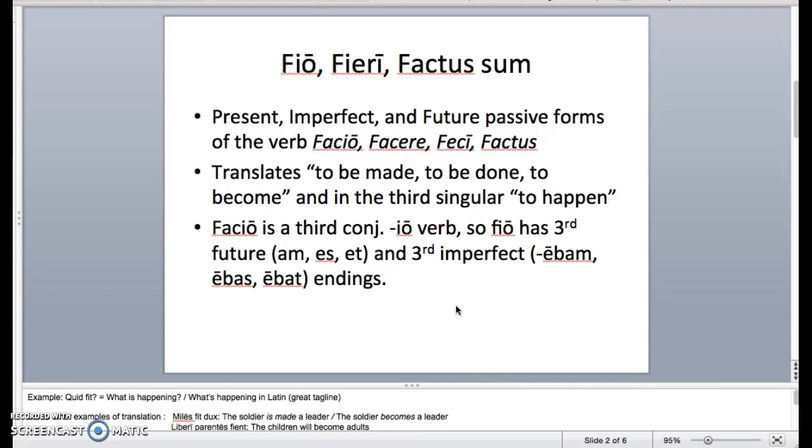And so what are third conjugation endings? Well, in the present tense, what do we typically have? I's and u's. And in the future, what do we typically have? -am, -es, -et instead of -bo, -bis, -bit. And in the imperfect, we have -ebam, -ebas, -ebat. So all this is going to stay entirely the same for fio. So while it is an irregular verb, the main irregularity is its interesting translation, that is, as the passive of facio.